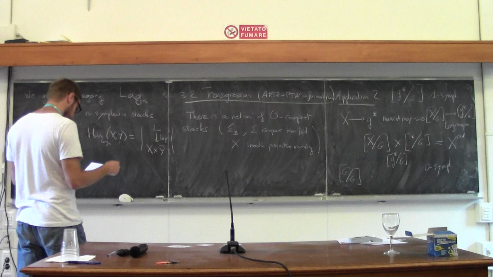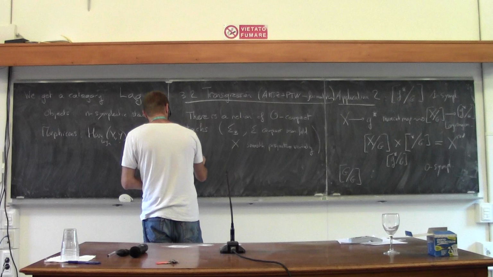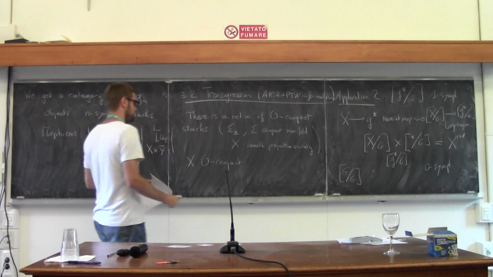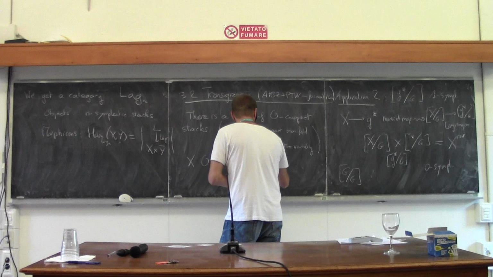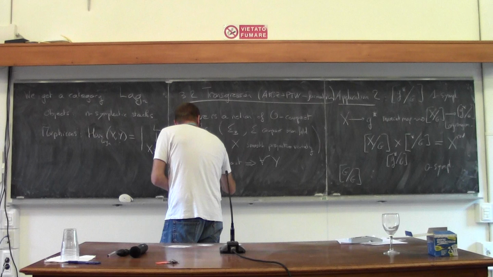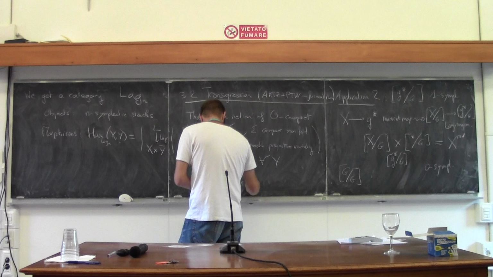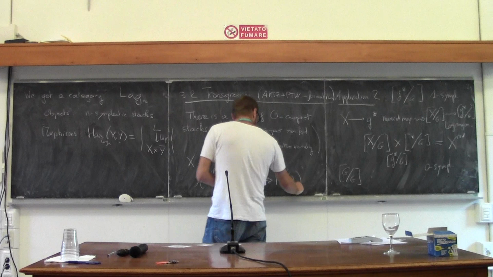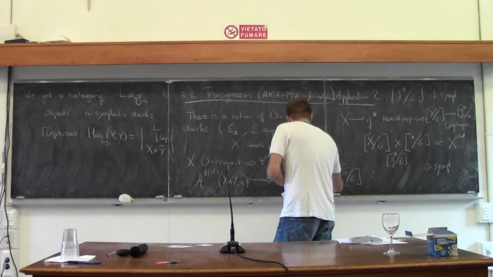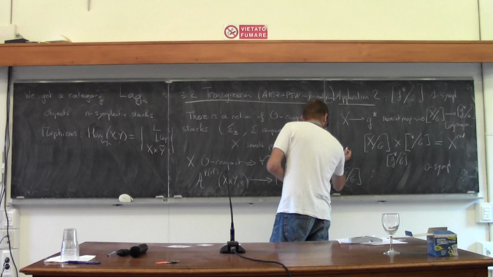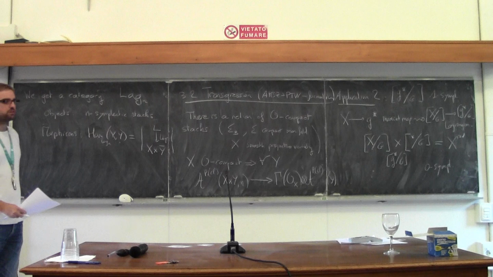So the main feature of those guys is that X is O-compact, which means that for any other stack Y, you have a map from forms or closed forms of a certain degree on X times Y to global sections of O_X tensor forms or closed forms on Y. So that will be something we will use later.